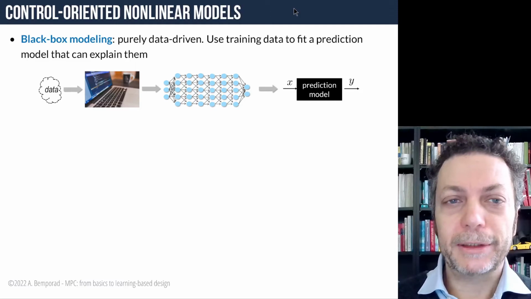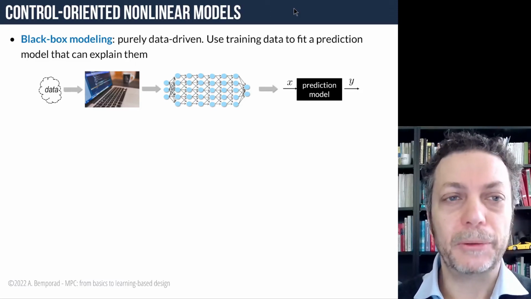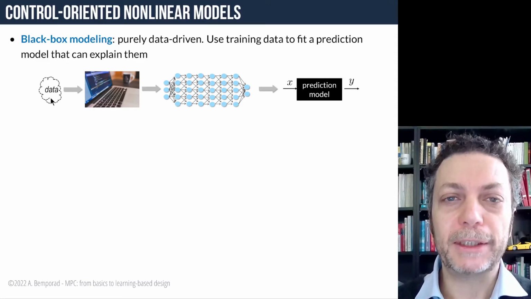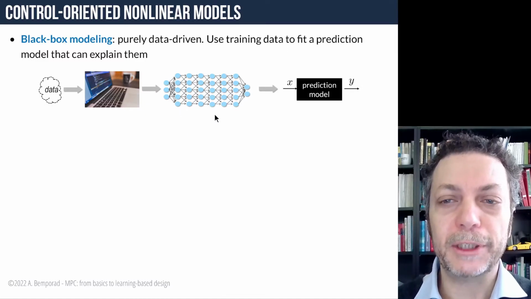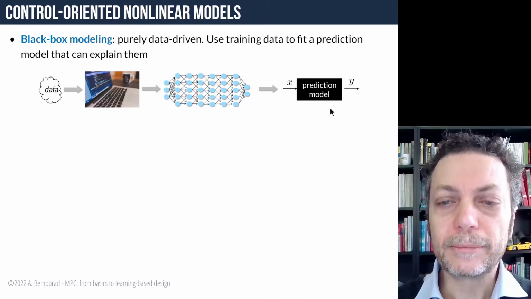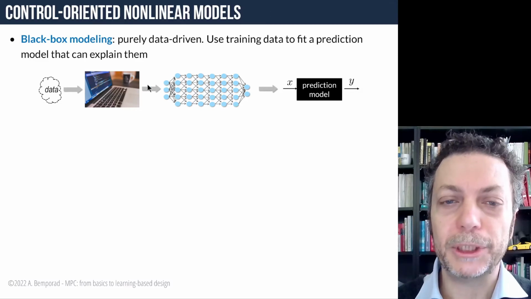Typically in designing control-oriented models, you have two approaches. One is black box modeling. You run experiments, collect data, and then fit a model by choosing a model class, for example, a deep neural network, and then train the network parameters to get a mathematical relation between input data and output data.